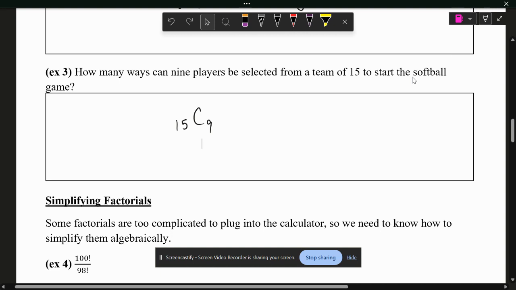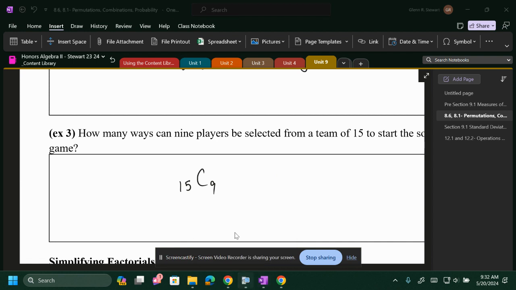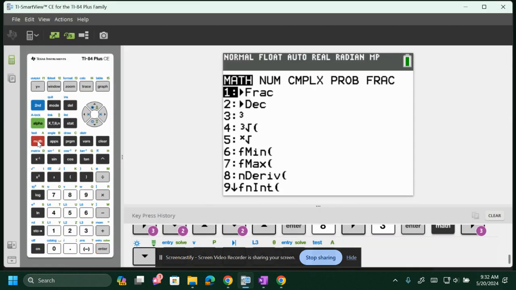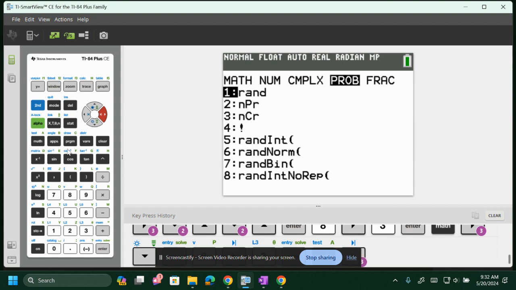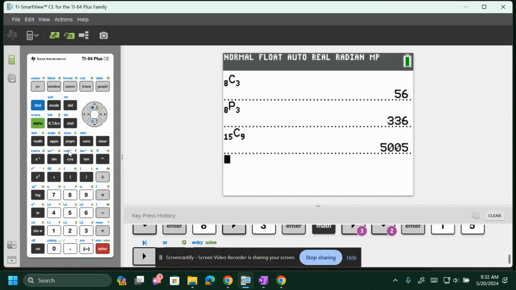So plug that into your calculators. Just have a side calculator. And 5,005 ways.